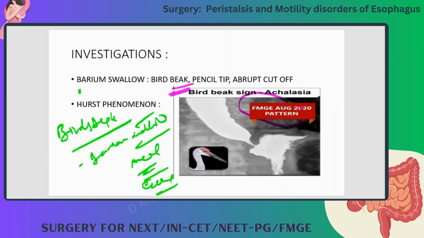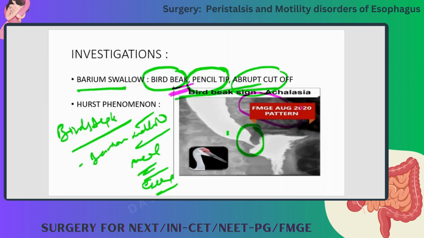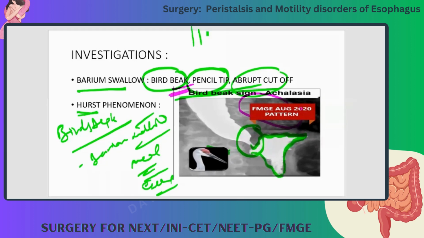Very good. So barium swallow will show a bird's beak appearance, or a pencil tip appearance, or abrupt cutoff. Everything is the same, but most importantly, the bird's beak is important. And what is this Hurst phenomenon? Because there is a narrow area, see here, the contrast is spilling like this. So this is known as Hurst phenomenon. Bird's beak is important, and the next level, Hurst phenomenon, is also seen in achalasia cardia. You are just injecting under pressure. There is a small opening here. Under pressure, if you inject, what happens? It spills over. That spillover is known as Hurst phenomenon. Okay.